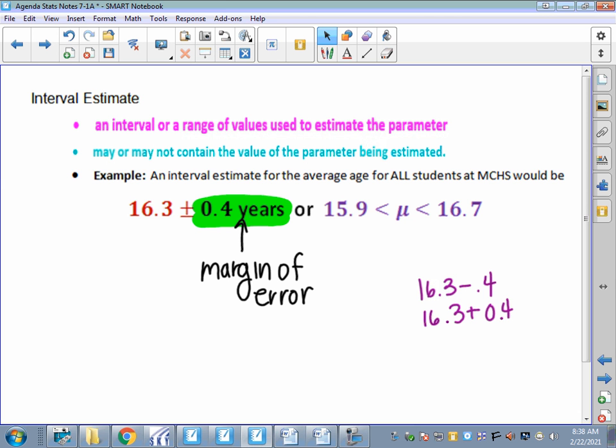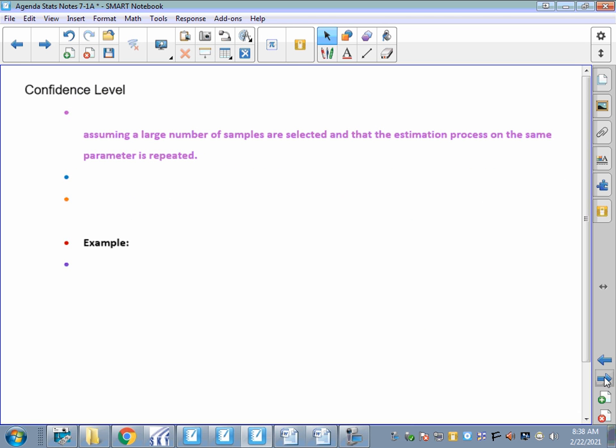So that margin of error is something that we're going to need to calculate. We're going to know what our X-bar is, and we're going to calculate the margin of error. And then we're going to write ourselves an interval estimate. We're going to say, well, we think based on the information we have, that our true mu, our true population mean, is in between these values. So let's talk about confidence intervals or confidence levels before we get going on the actual calculations.